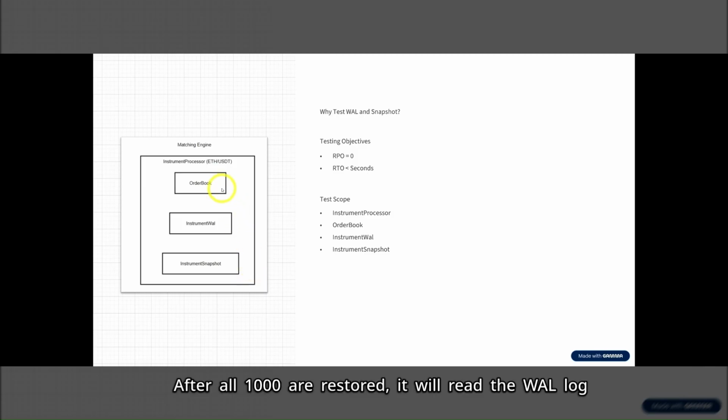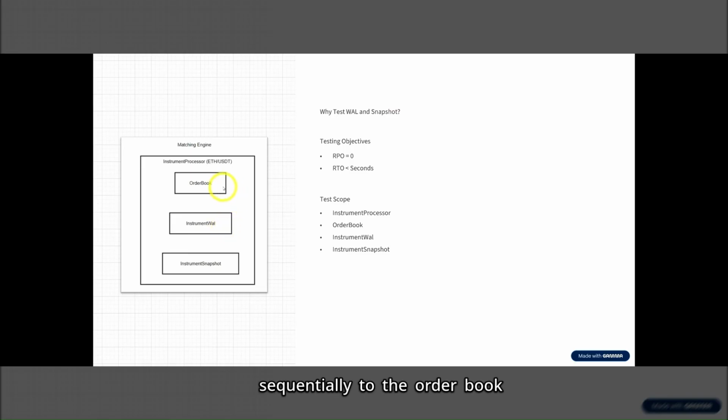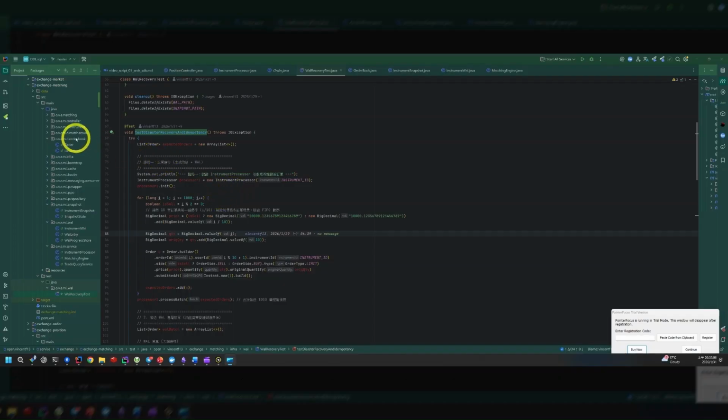After all 1,000 are restored, it will read the WAL log. It starts reading from order 1001, and if there are any, applies them sequentially to the order book. Okay, that's the logic in the code. Now let's take a look at our test case. And now let's look at the test code.